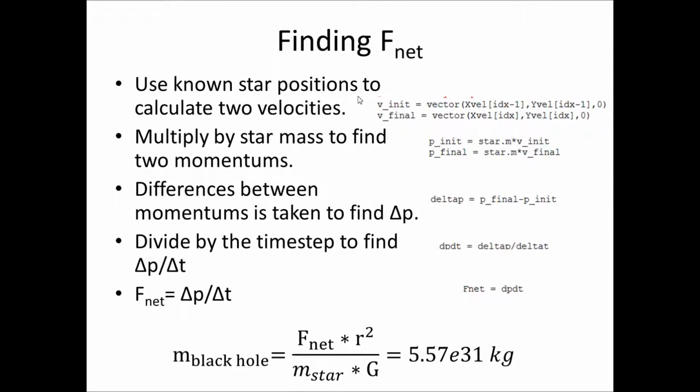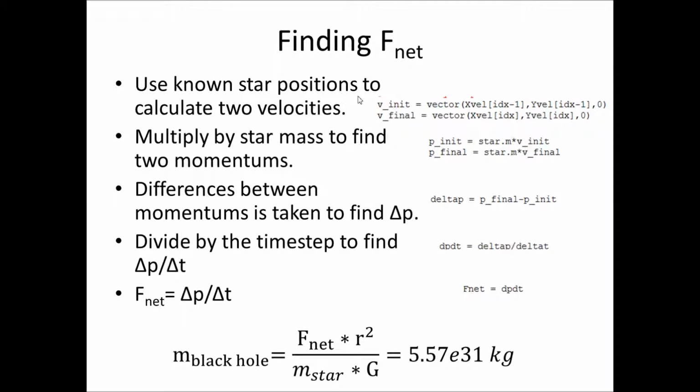I will now describe the process I used to find Fnet. I used 3 consecutive star positions over the same time step to calculate 2 velocities of the star. Both of the velocities of the star were multiplied by the star mass to create 2 star momentums. The difference between the 2 momentums was taken to find change in momentum. This was then divided by change in time, and dp over dt was set equal to Fnet, as was established by Newton's second law.